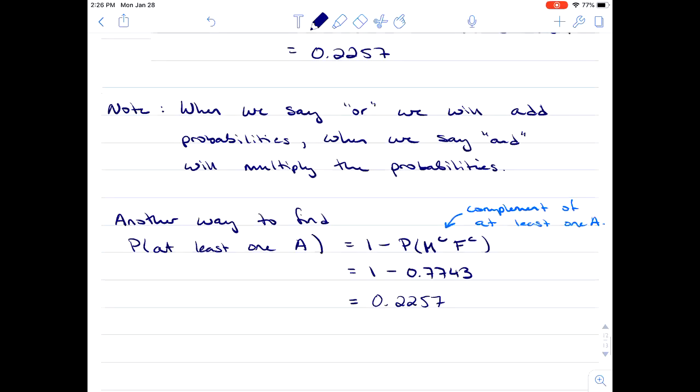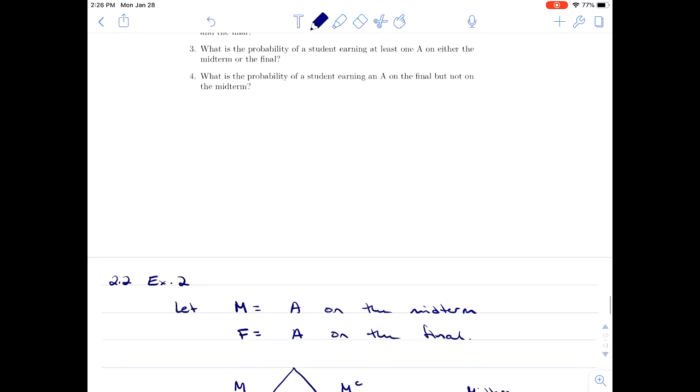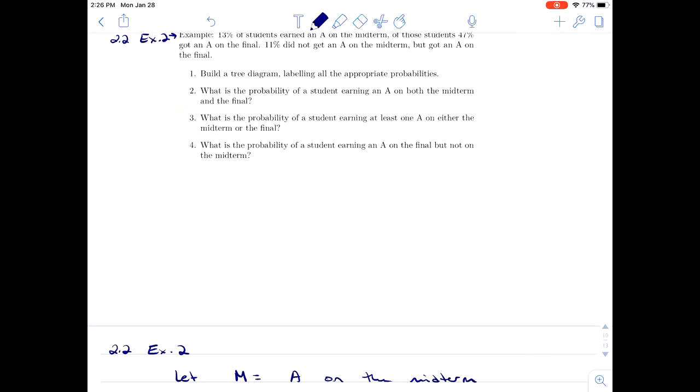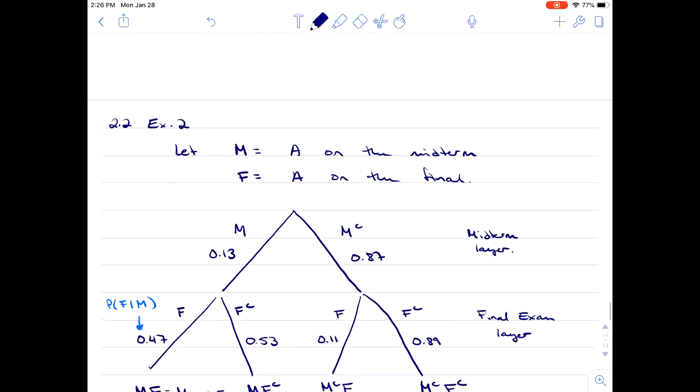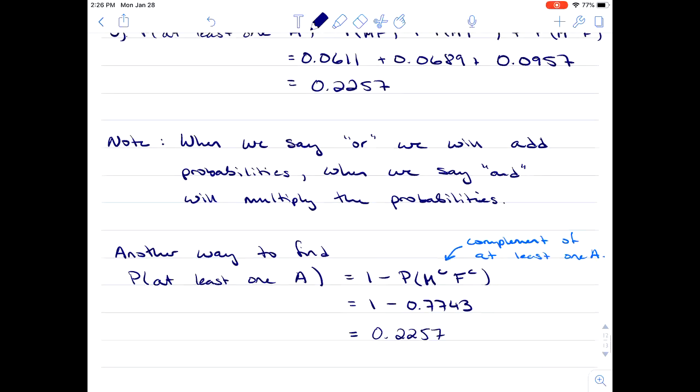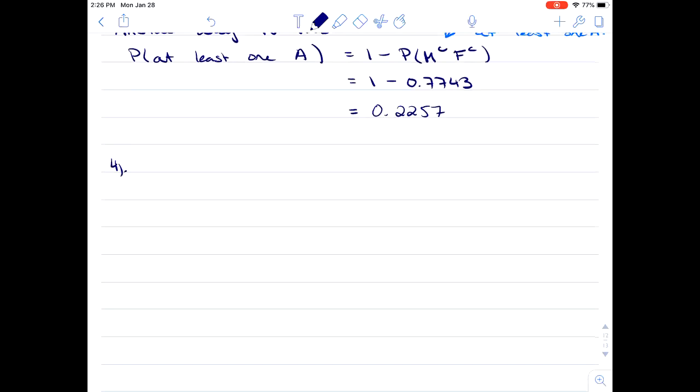Oh, okay. I think there's one more little part here. 4, what's the probability of a student earning an A on the final but not on the midterm? So for 4, we want to know what's the probability of, we've listed first the midterm probability and then the final, so I'll keep that same order. And what was it? A on the final but not on the midterm? Is that the question? Yeah.